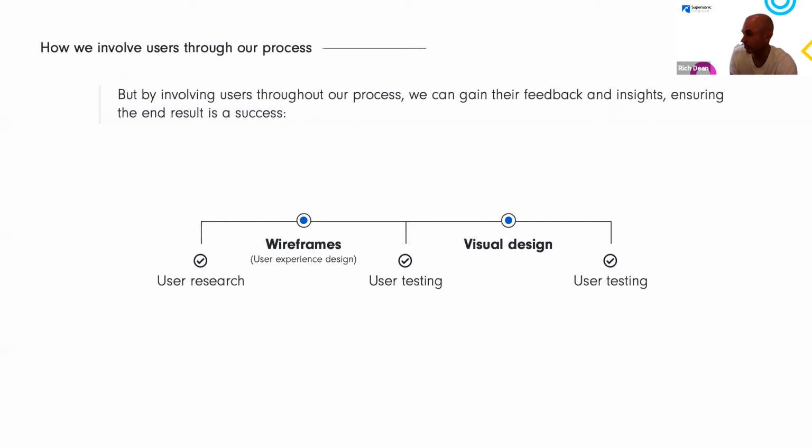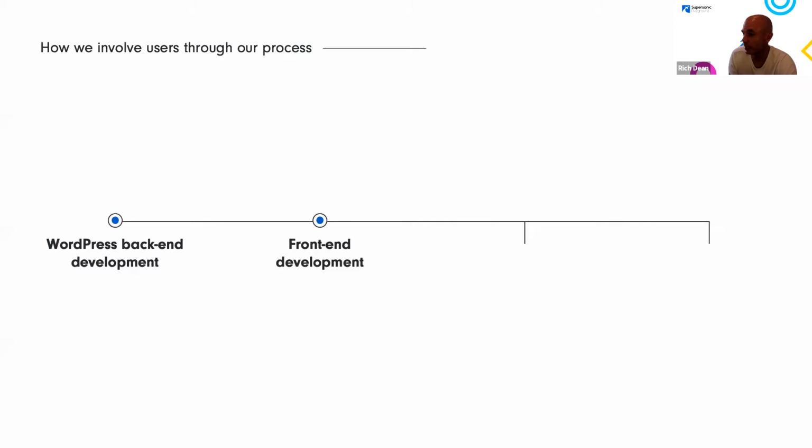User research, test, as much testing as we can do will ensure that we're capturing any potential issues. Feedback gained equals fewer changes in the future as well. And then once we get into the WordPress backend development, hopefully our user testing during the design phase will have covered off any potential issues. But again, we can do the same.